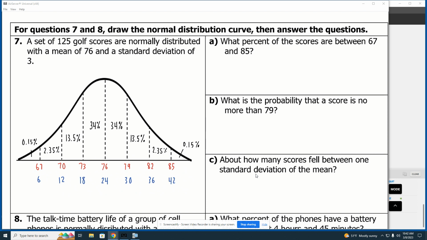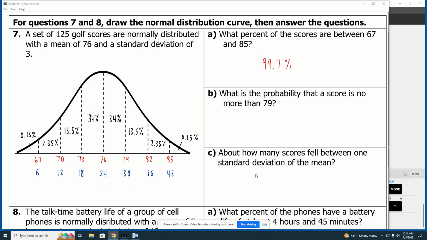Okay? So first, what'd you get for the percent between 67 and 85? 99.7. And sure enough, this was 3 standard deviations. So you could have either found them and added up everything in between, or you could have thought, hey, that's 3 standard deviations, so that's 99.7%.